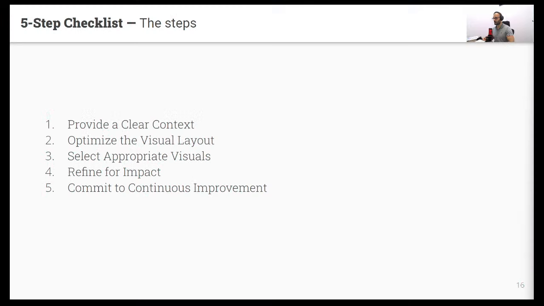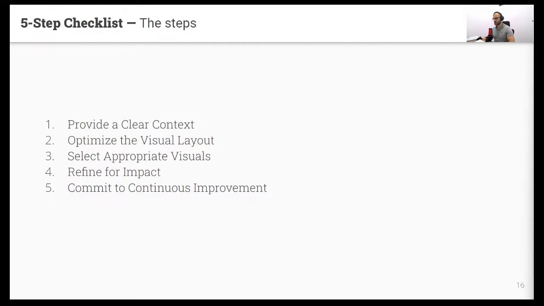So the steps are the following. We always want to start simple. We want to provide a clear context. We want to optimize the visual layout for the report and also for the user. We want to be able to understand how we select appropriate visuals and which ones are appropriate to select for different types of data. Refine for impact and also implement a commitment to continuous improvement as a BI developer.